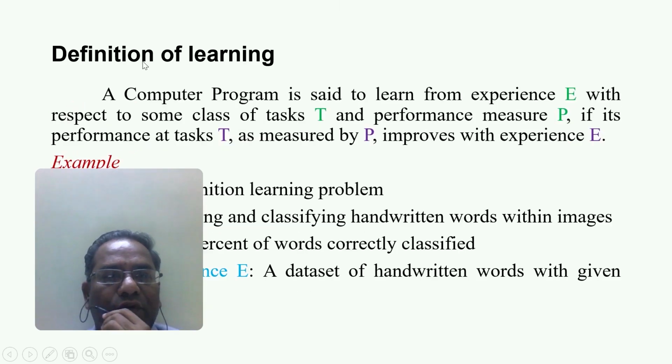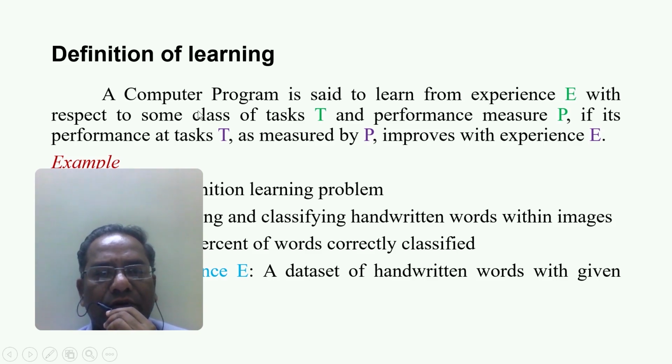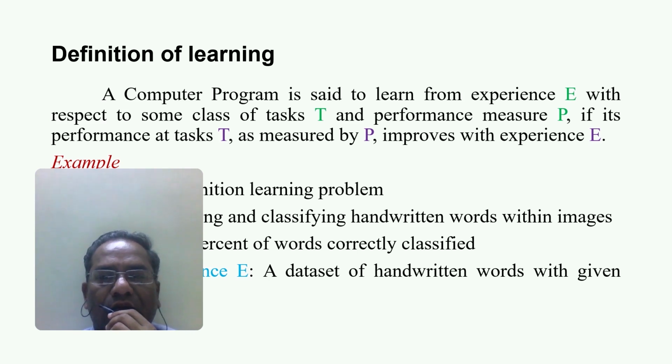Let us define what is meant by learning. A computer program is said to learn based on three keywords: experience E, task T, and performance measure P. We can identify these in any activity or action that takes place. If the performance at task T, as measured by P, improves with the experience E, then the program is learning.